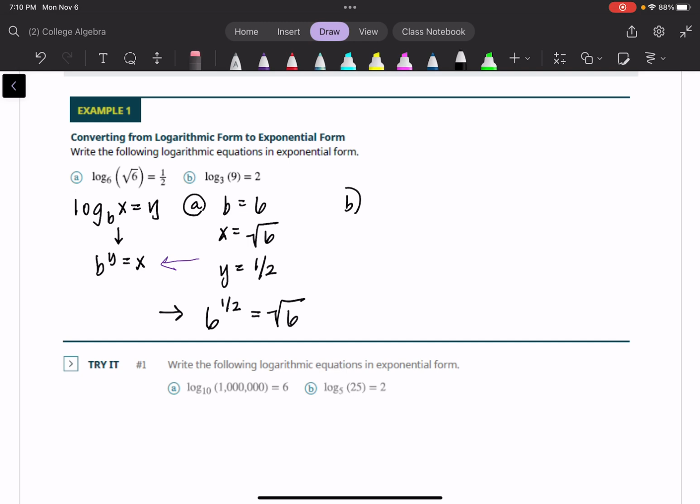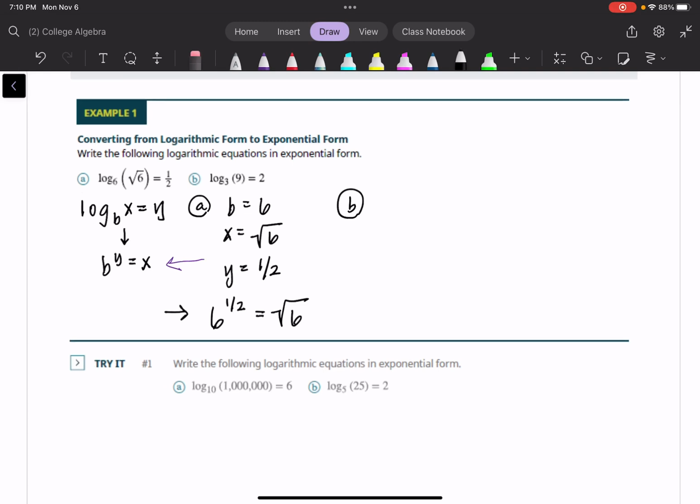Now let's try it with letter b. This would be the base b to the y equals x, and that is in fact a true statement. So we've transformed that from the logarithmic to the exponential form in this case.